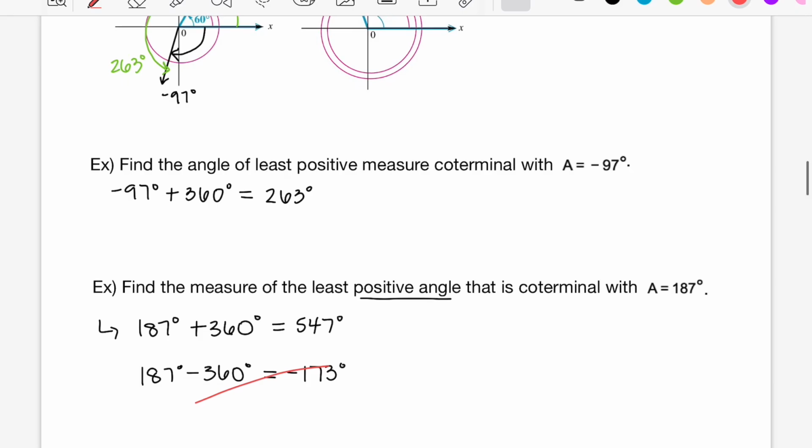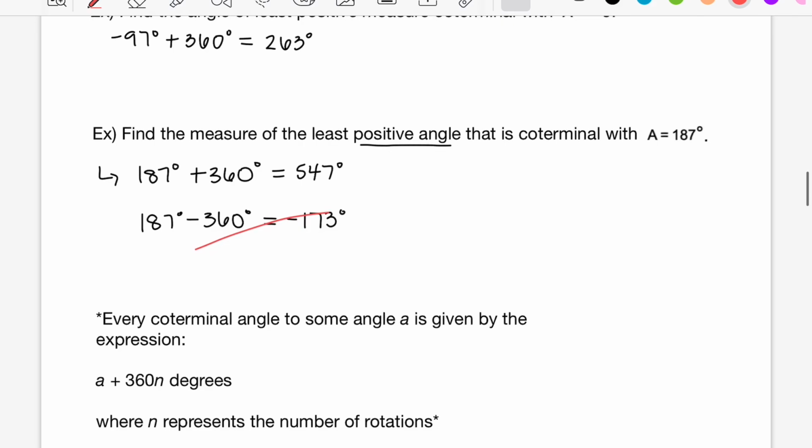So a general rule of thumb is that every coterminal angle to some angle A is given by this expression here, where n represents the number of rotations that we have.